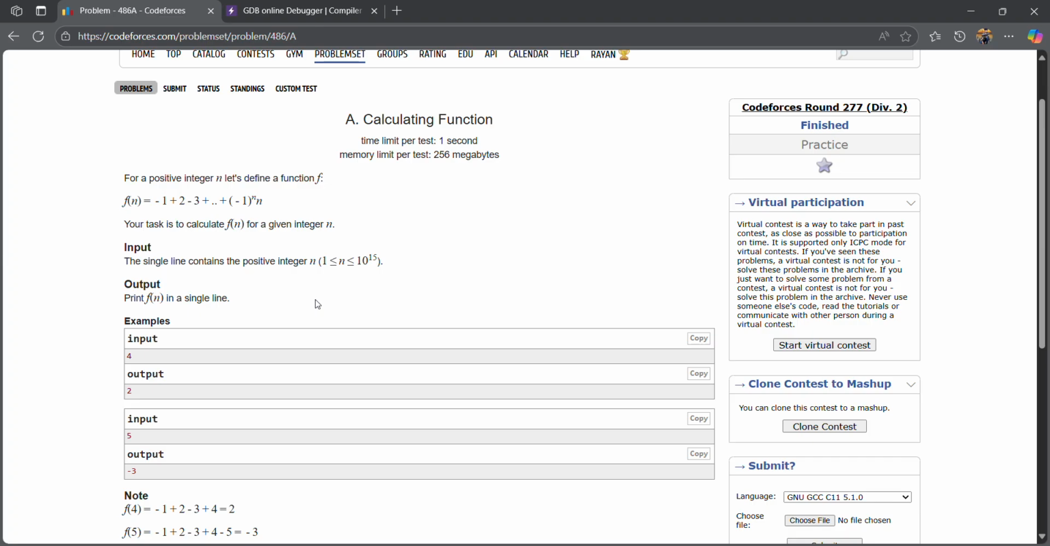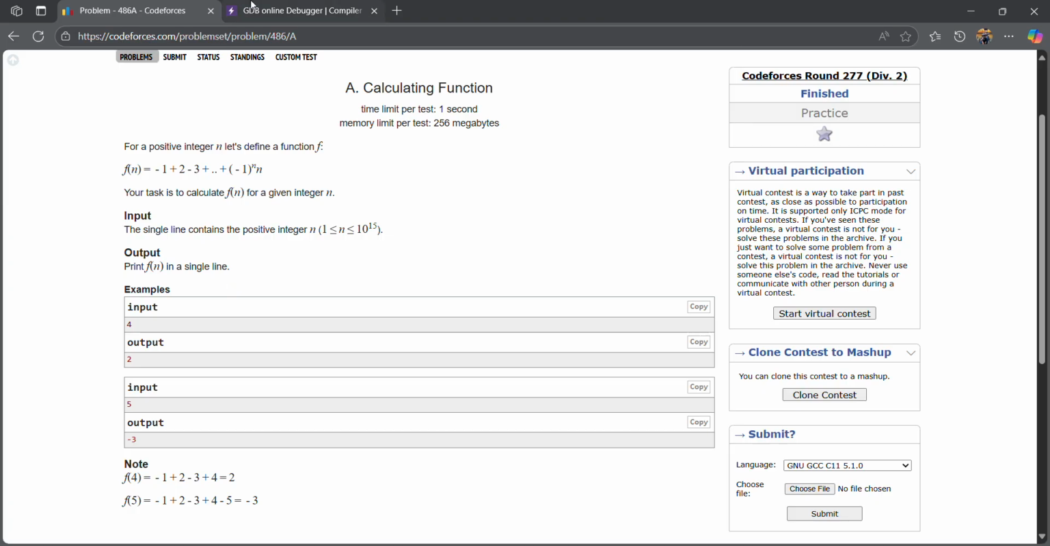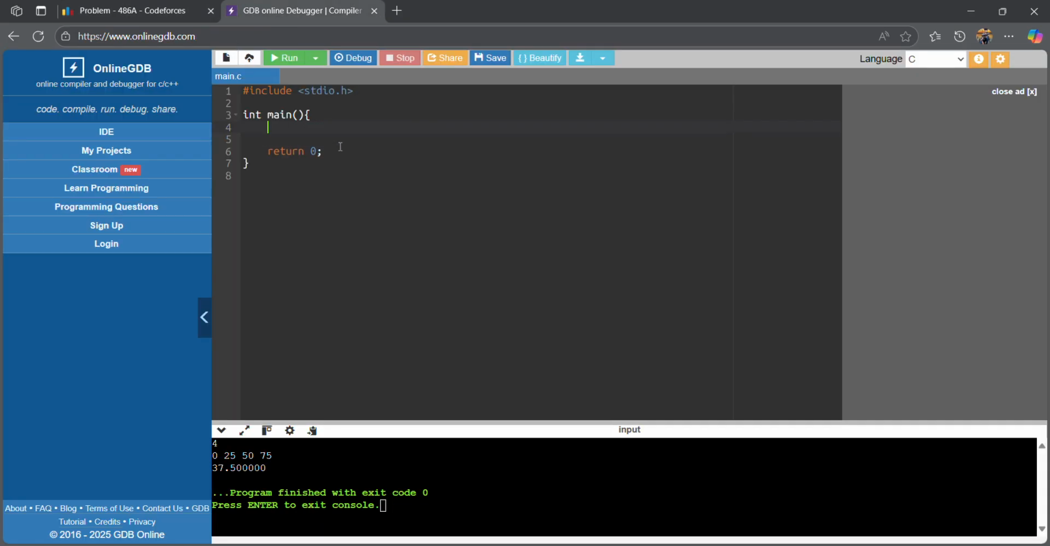So we have to first see how the function changes. Okay, we have to print the value of f of n only. So we have to print the function's value itself only. Okay, so I guess we should first do some math and change the f of n to some value.